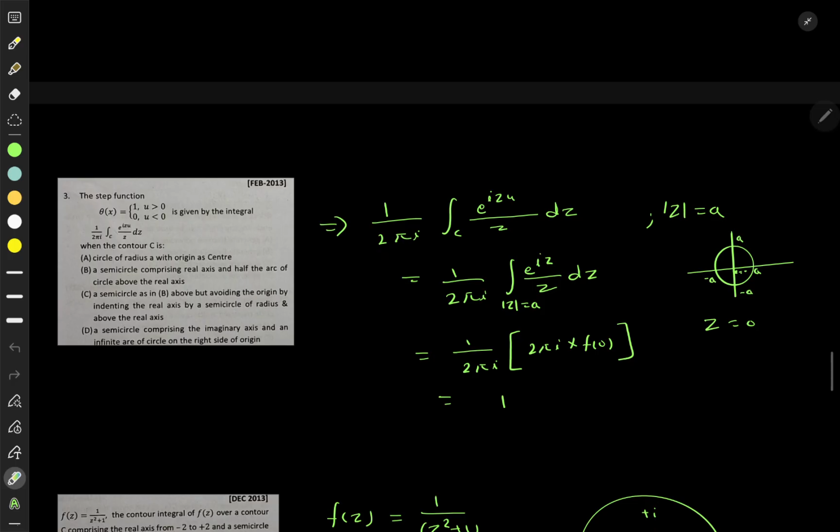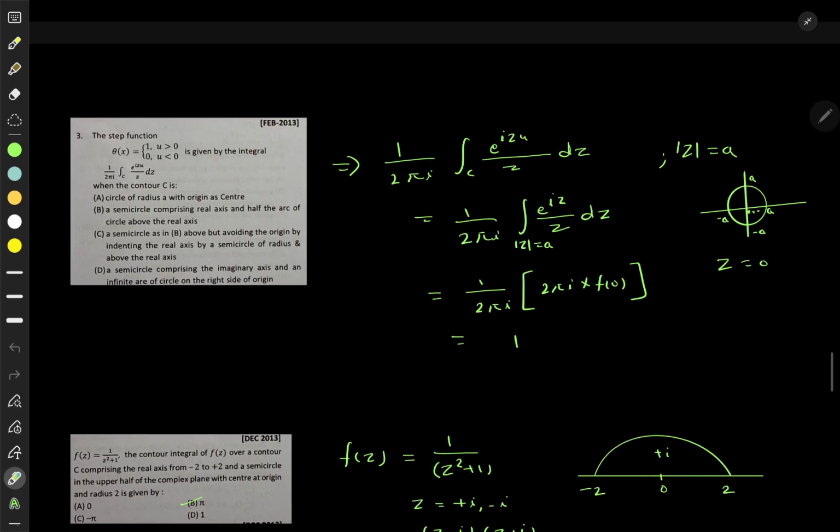Now we have a step function here. We have to calculate the value of this integration, and our closed contour C is a circle of radius a at center 0, 0. So z equal to 0 is a simple pole. So 1 upon 2 pi iota is here, and the value of this integral will be 2 pi iota times the function at 0, which will be 1.